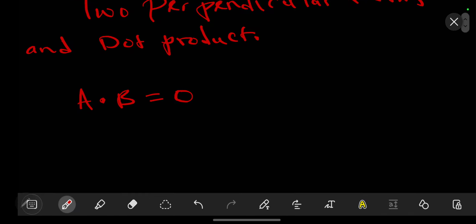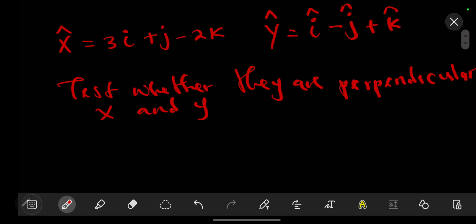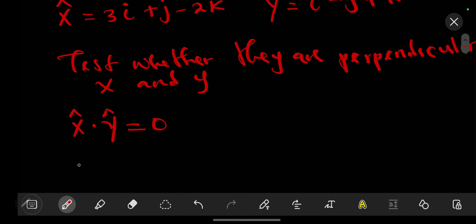So let's say we have this problem and they say test whether x and y are perpendicular. How do you test whether x and y are perpendicular? This is very simple. In order for you to test, you must know their dot product should be equal to 0. So you're going to say x dot y should be equal to 0. If this gives you this, it means it is perpendicular. If not, then it is not perpendicular.